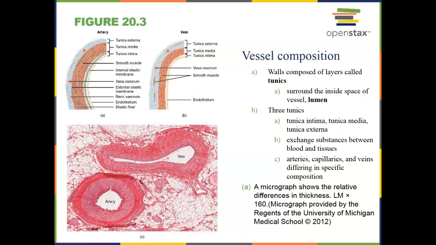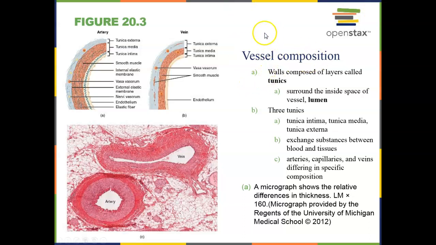Then we have a tunica media, which is going to be smooth muscle tissue. And finally, a tunica externa, the outermost tissue, which is going to be, again, epithelial tissue with underlying connective tissue, areolar connective tissue.